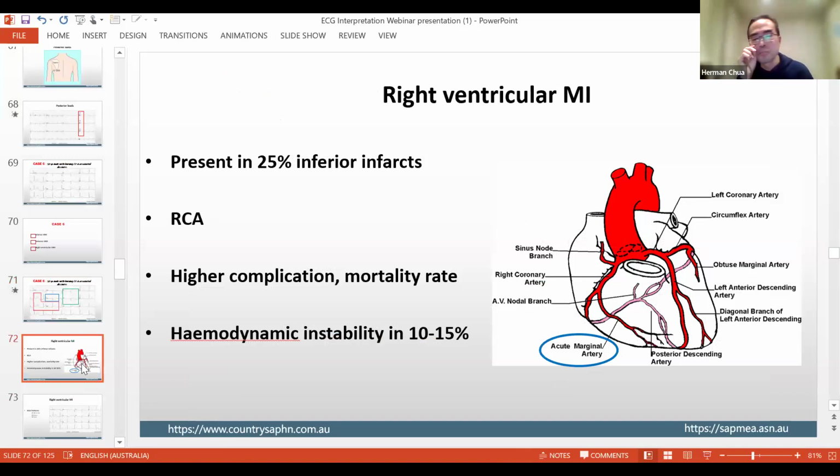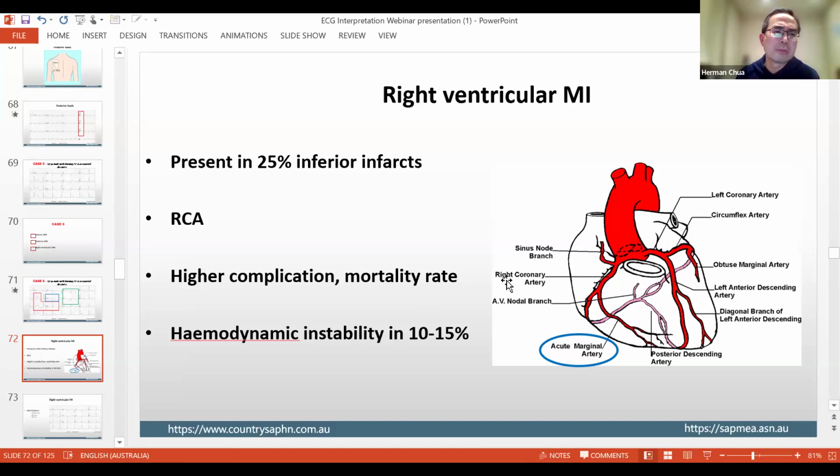Okay, so what is this? So right ventricular MI is usually present in association, or friends, so to say, with inferiors. And they are caused by occlusion of the RCA, the right coronary. Remember the right ventricle is supplied by the acute marginal artery, which is actually a branch of the RCA. Okay, and the thing is this. So why am I bothering about this?